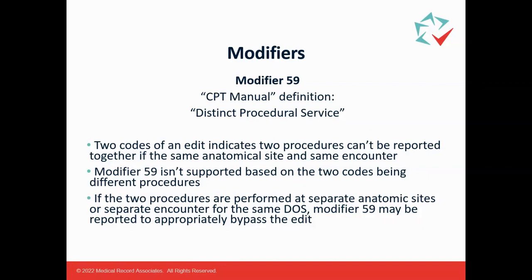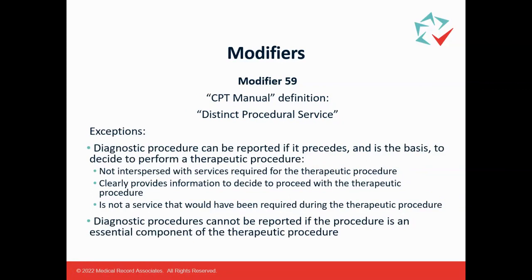More on modifier 59. Two codes of an edit indicate two procedures can't be reported together if the same anatomical site and the same encounter. So modifier 59 isn't supported based on the two codes being different procedures. If the two procedures are performed at the same anatomical site or a separate encounter for the same data service, modifier 59 may be reported. Your documentation has to support that, however. There's a few exceptions. We'll go through.